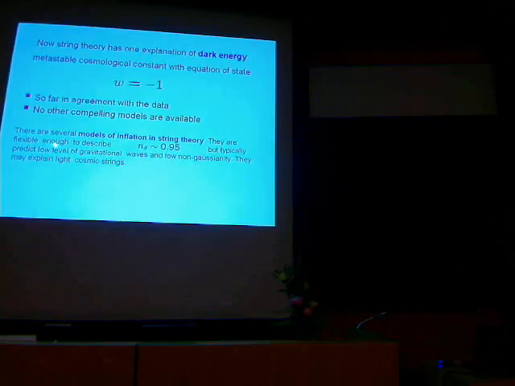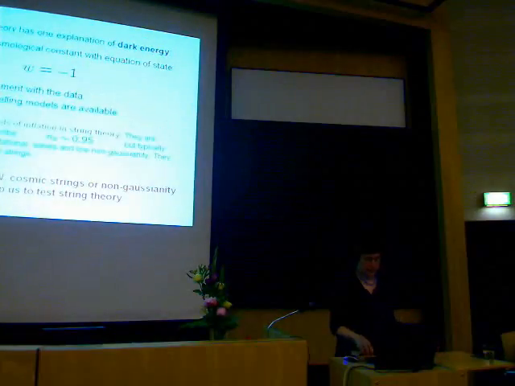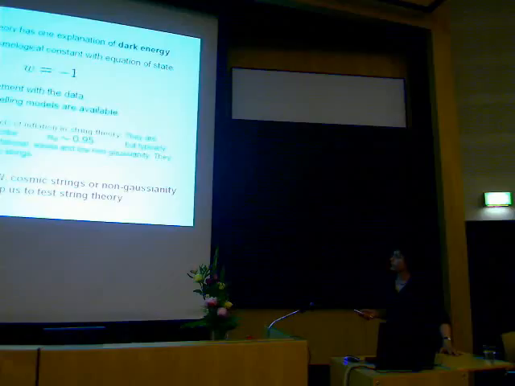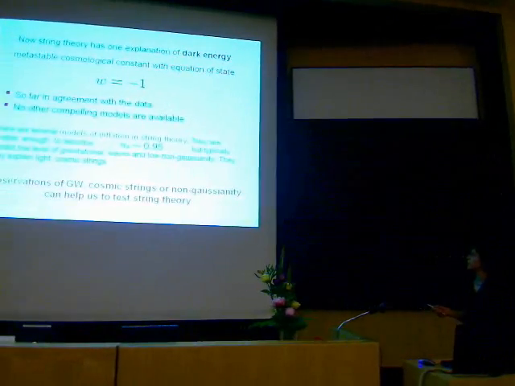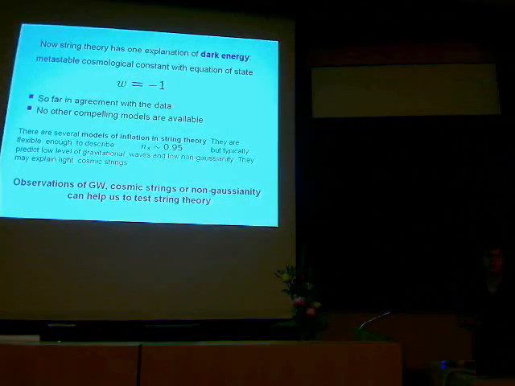Now, since 2003, when these first models of moduli stabilization were suggested, there were also several models of inflation constructed in string theory, and some of them have this nice value of the spectral index, which is 0.95. They typically predict a low level of gravitational waves and low non-Gaussianity, and they may explain light cosmic strings if such are found. So the observation of gravity waves, cosmic strings, or non-Gaussianity can help us to test string theory.